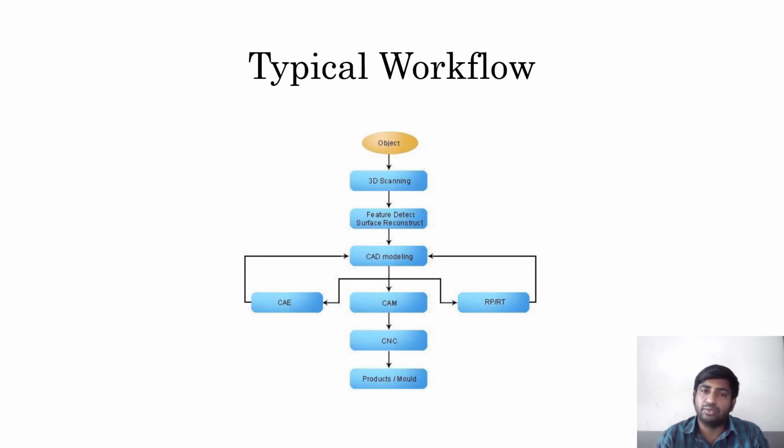This step is very important to create the prototypes or exact model. After the CAM machines, it will be transferred into CNC machines. After the CNC machine, the finalized product or mold will be done. So this is a typical workflow of rapid prototyping.